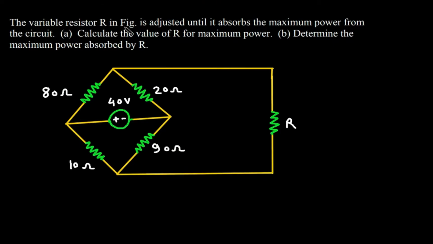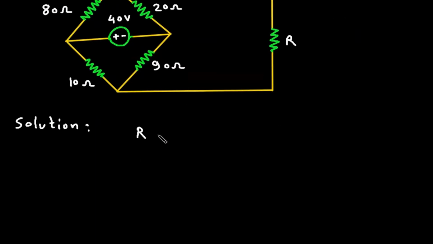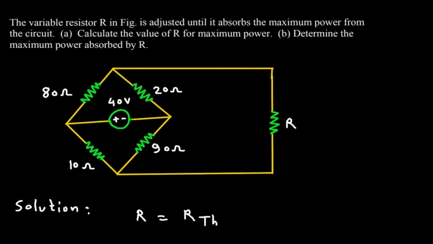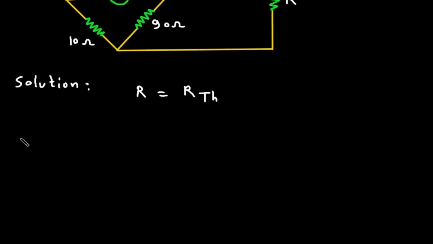The variable resistor R in figure is adjusted until it absorbs the maximum power from the circuit. A. Calculate the value of R for maximum power. B. Determine the maximum power absorbed by R. Solution. We have to find R for maximum power. So for R, when R is equal to RTH, that time the power is maximum. So we have to find RTH.